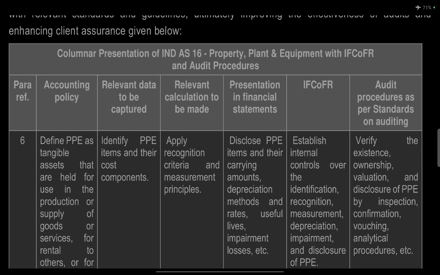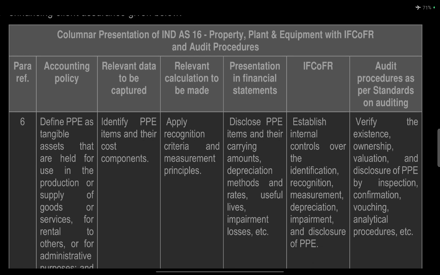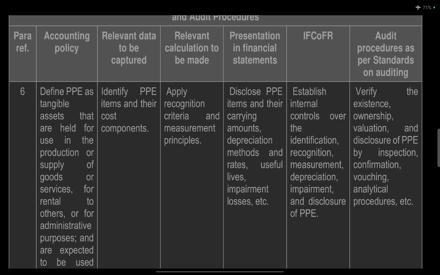Columnar presentation of Ind AS 16 on property, plant and equipment with IFCOFR and audit procedures. Paragraph, accounting policy, relevant data to be captured, relevant calculation to be made, presentation in financial statements, IFCOFR, and auditing procedure to be standardized on auditing.